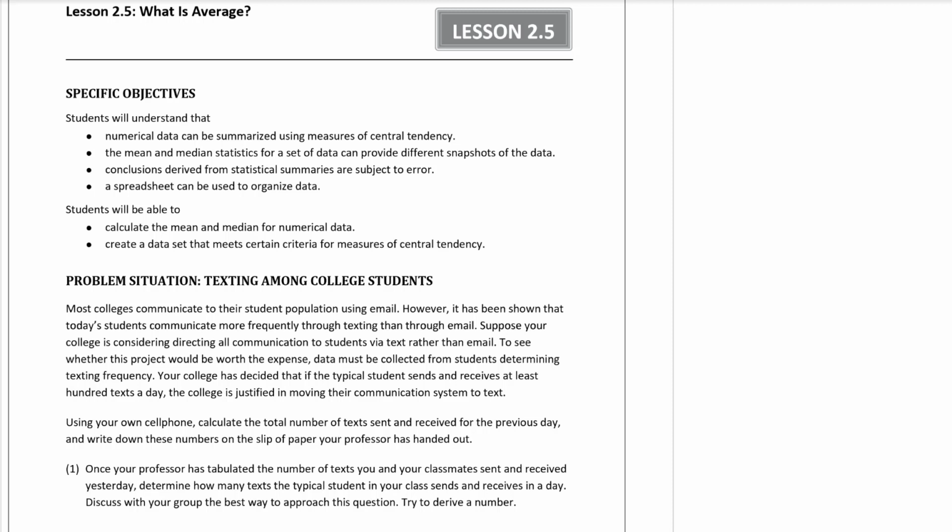Students will understand that numerical data can be summarized using measures of central tendency. The mean and the median statistics for a set of data can provide different snapshots of the data. Conclusions derived from statistical summaries are subject to error. A spreadsheet can be used to organize data. Students will be able to calculate the mean and median for numerical data, create a data set that meets certain criteria for measures of central tendency.